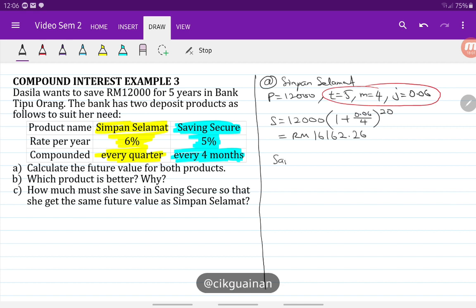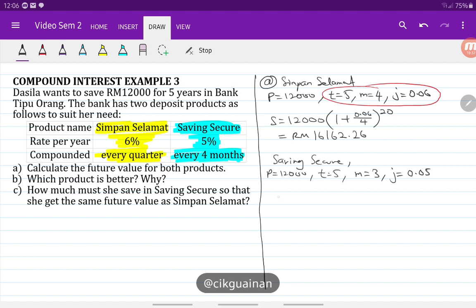How about Saving Secure? For Saving Secure, P is the same, 12K, and the T is 5. The M is different, every 4 months. Every 4 months doesn't mean 4 times in 1 year. If you do something every 4 months, in 1 year you do it 3 times. So don't get confused. And the rate is 0.05.